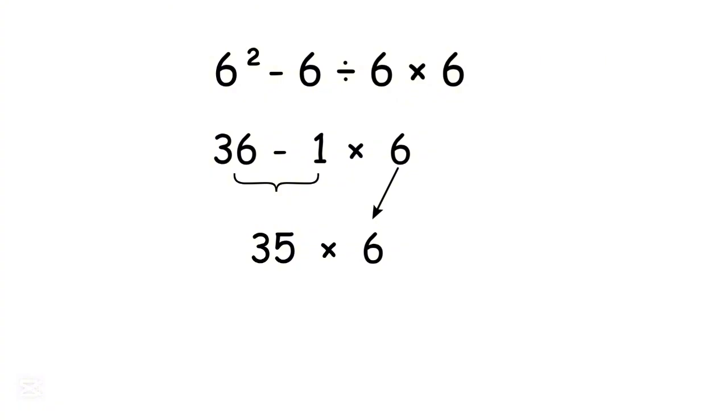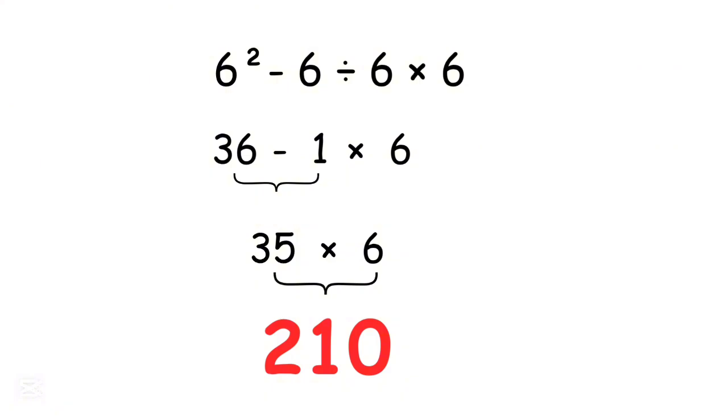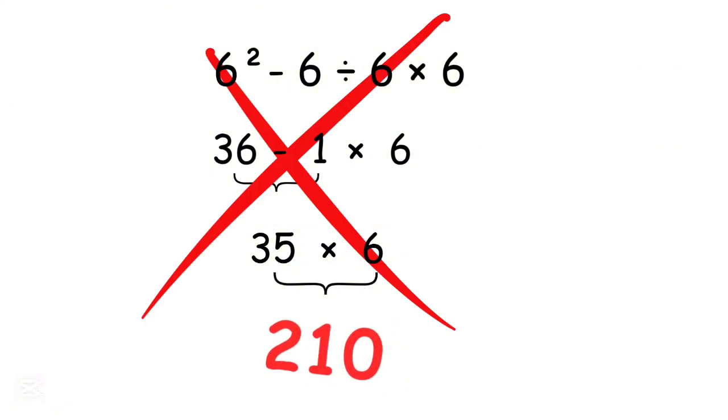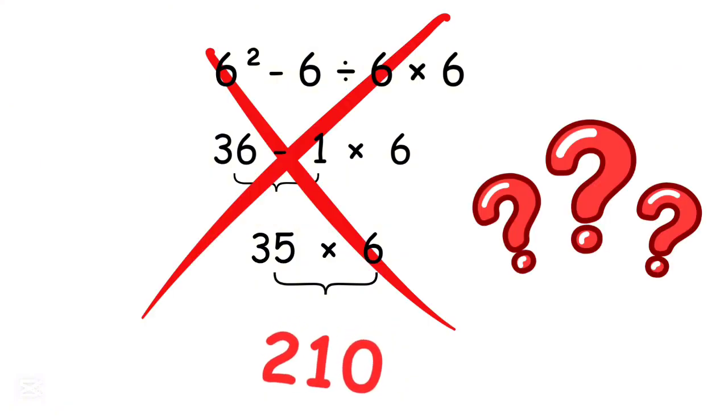And this times 6. Now multiply them both. 35 times 6 gives us 210. Yes! Wait, 210? But, that's wrong answer. Do you know where's the mistake?